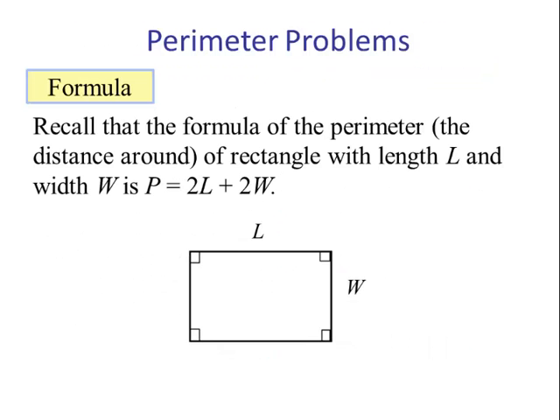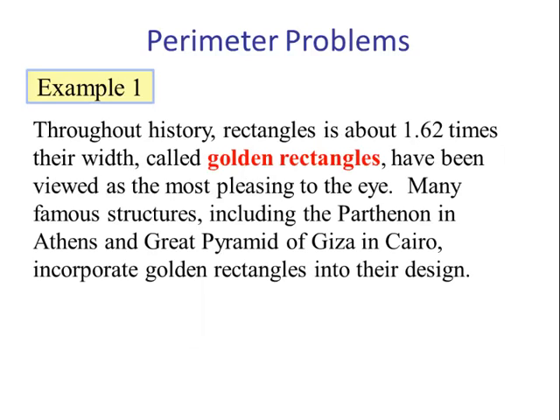Lesson objective: formula. Recall that the formula of perimeter, the distance around a rectangle with length L and width W, is P equals 2L plus 2W. Example 1. Throughout history, rectangles with length about 1.62 times their width are called golden rectangles and have been viewed as the most pleasing to the eye.